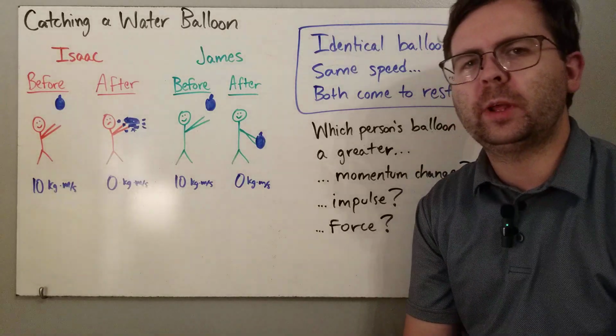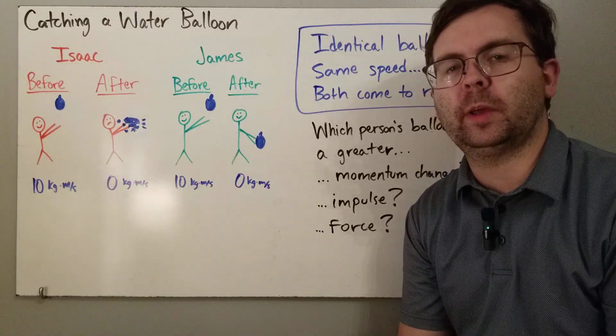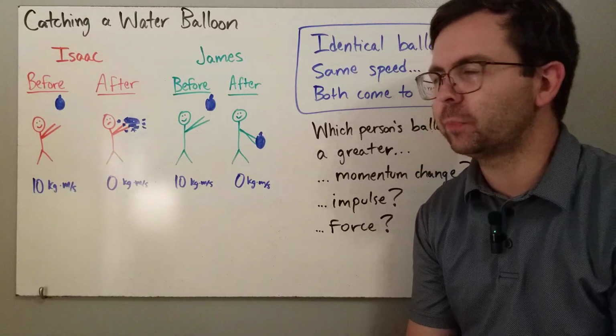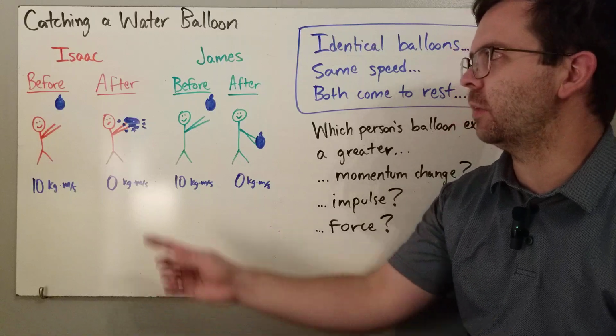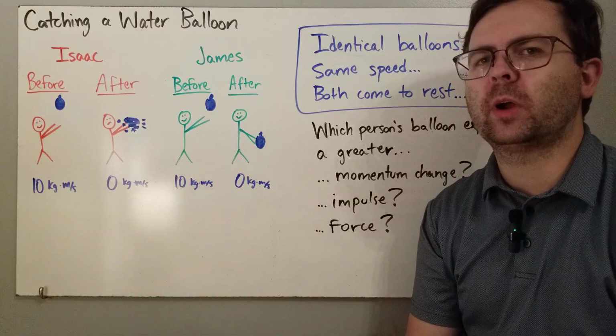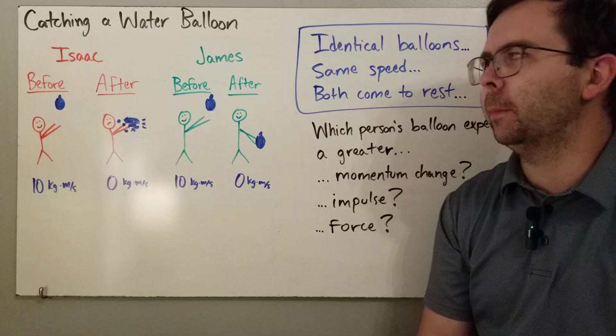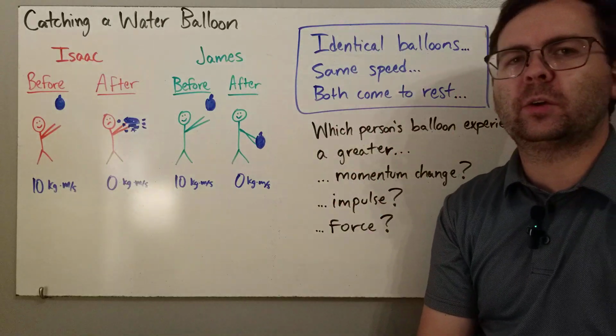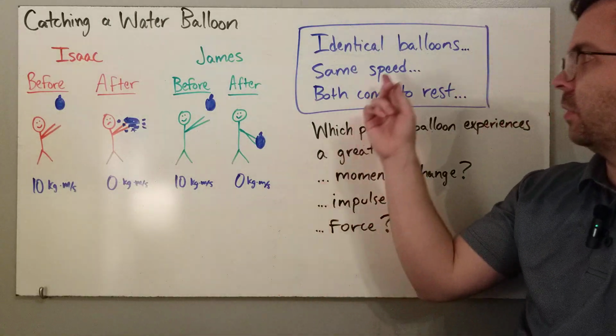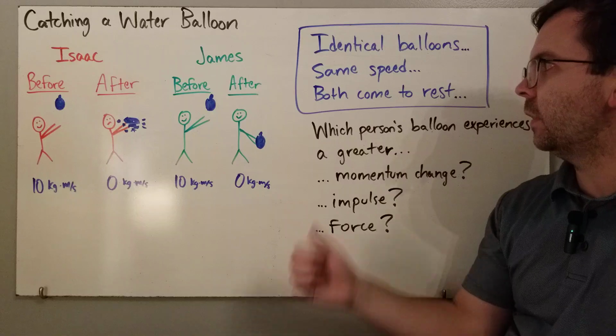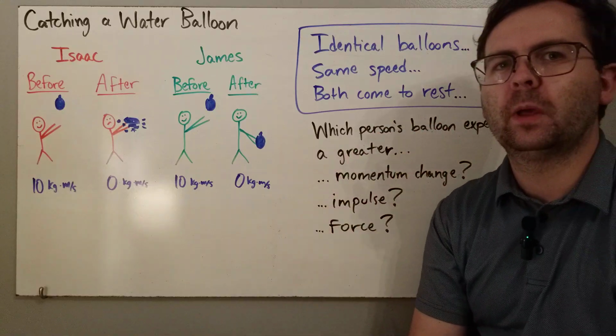Hi, this video is about some examples involving impulse and the change in momentum. So let's say you're trying to catch a water balloon. We have Isaac and James both trying to catch a water balloon thrown at them. Let's say the balloons are identical in size and they have the same speed and they both come to rest.